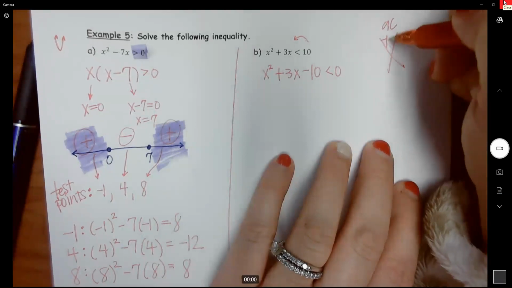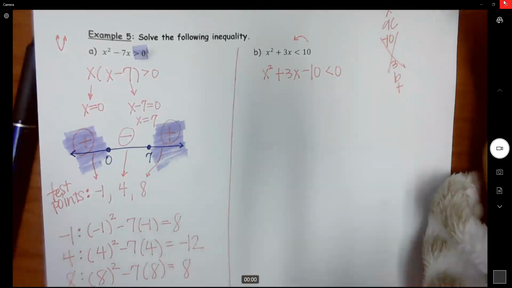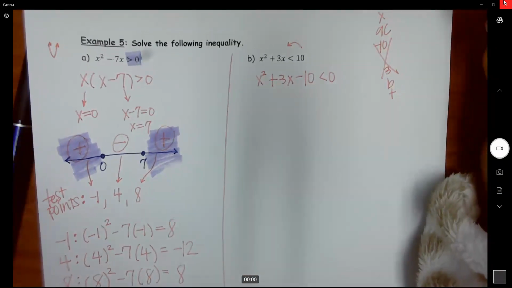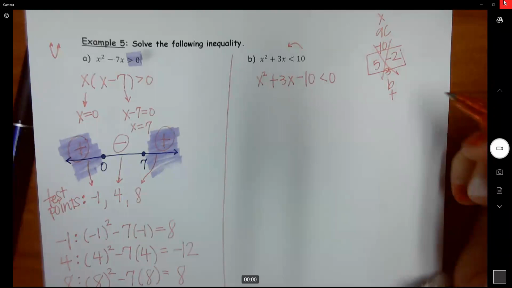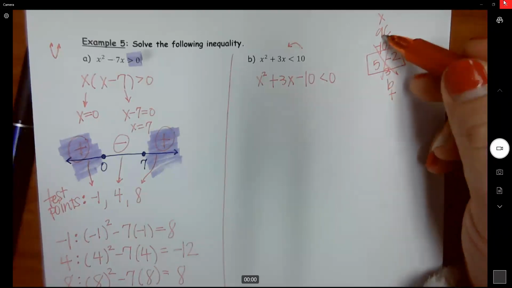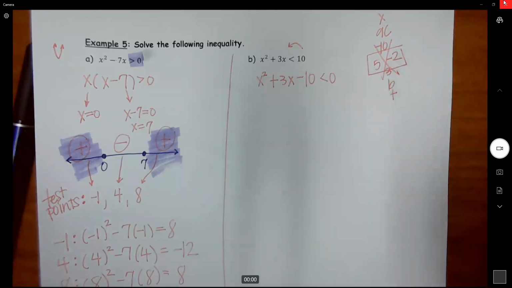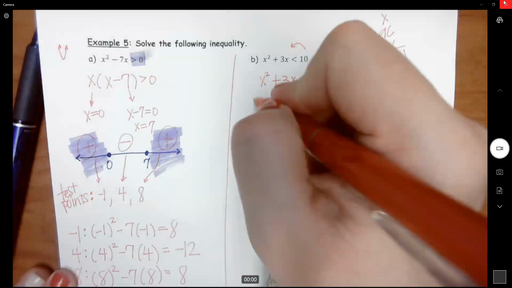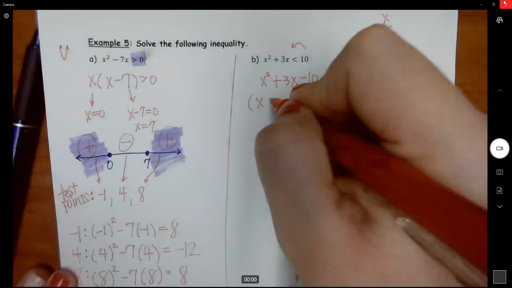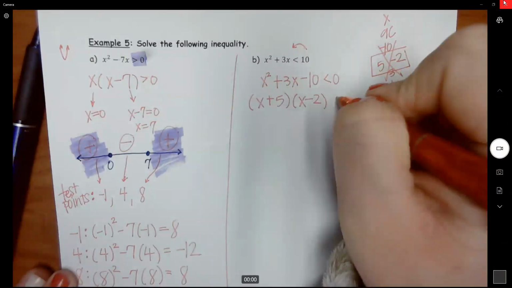My a times c is negative 10 and my b is 3. What adds up to 3 and multiplies to ac? I'm going to give you a minute to think about it. Hopefully you can see that's 5 and negative 2. 5 times negative 2 is negative 10. When you add, you get positive 3. This is an easy trinomial because my a is 1. And so this factors to x plus 5, x minus 2.